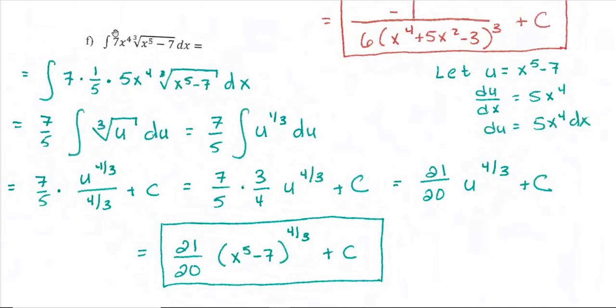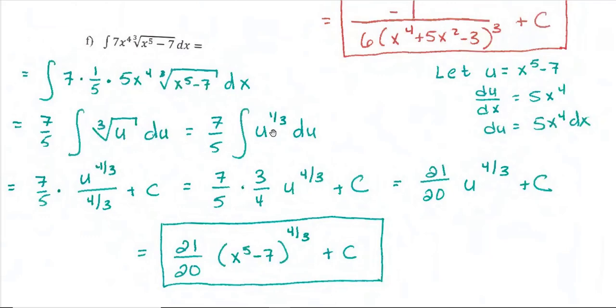But as you can see here, that 7x to the fourth and that 5x to the fourth don't match. I can't just stick a 5 in there without changing it, so I'll take 7 times 1/5 times 5, because this right here is really 1, x to the fourth times the cube root of x to the fifth minus 7 dx. And so now I don't need the 7 or the 1/5, so I pull them out, 7/5 out. This 5x to the fourth dx is exactly equal to du, and this is now the cube root of u. So I have 7/5 times the integral of the cube root of u du. That's the same thing as 7/5 of the integral of u to the 1/3 du.